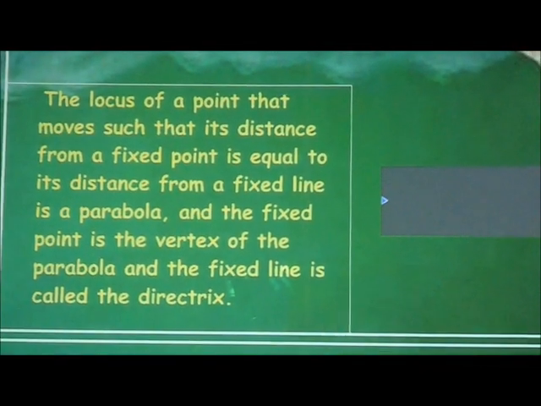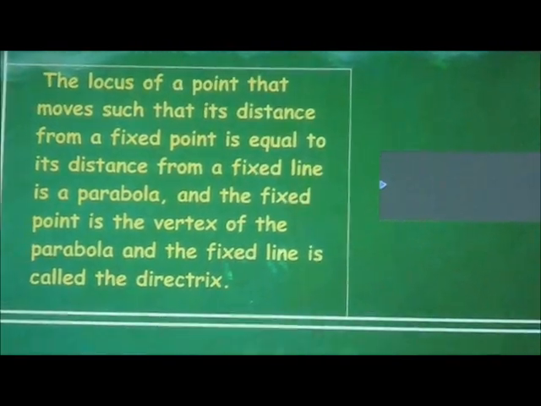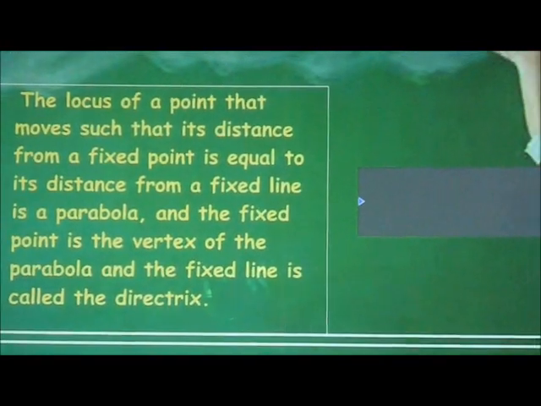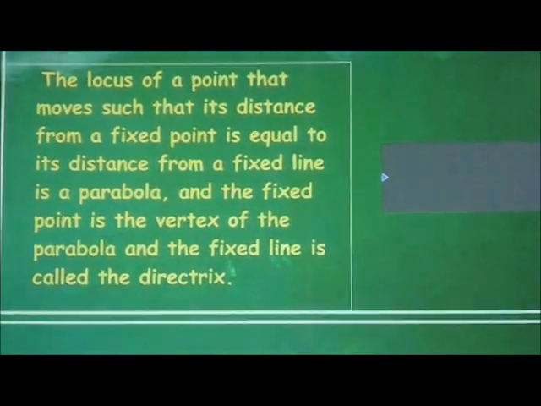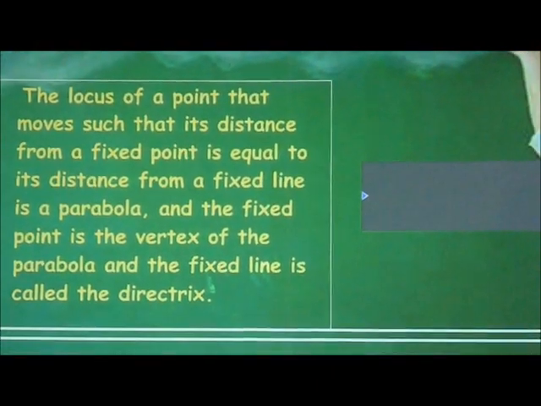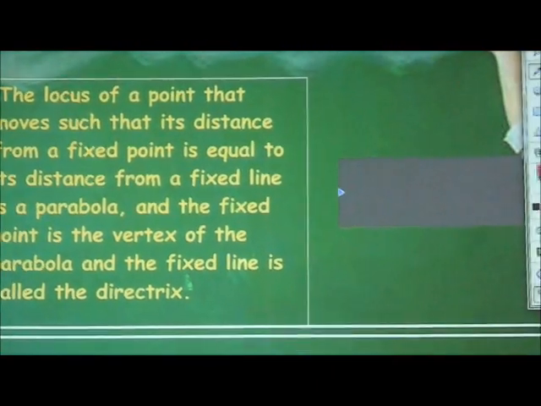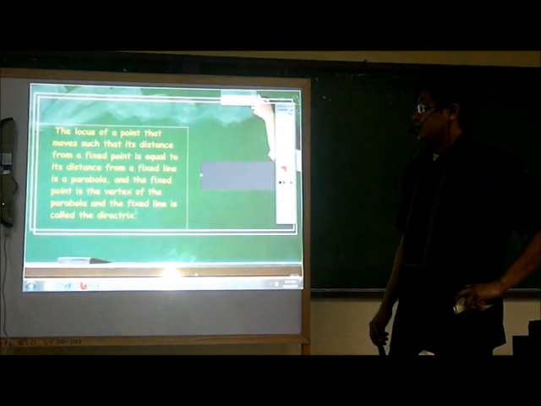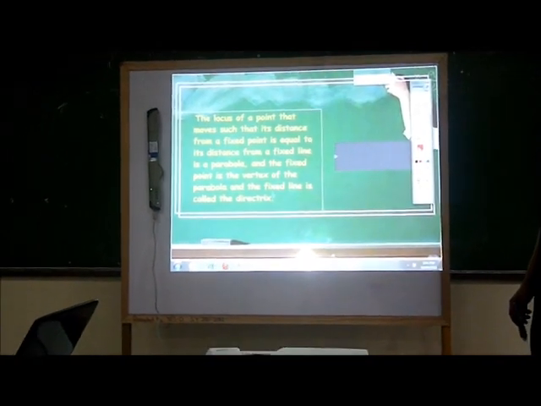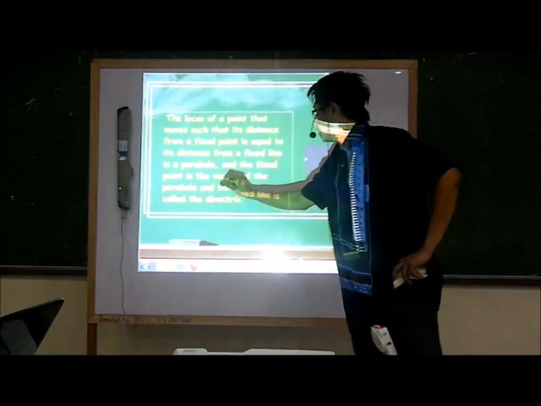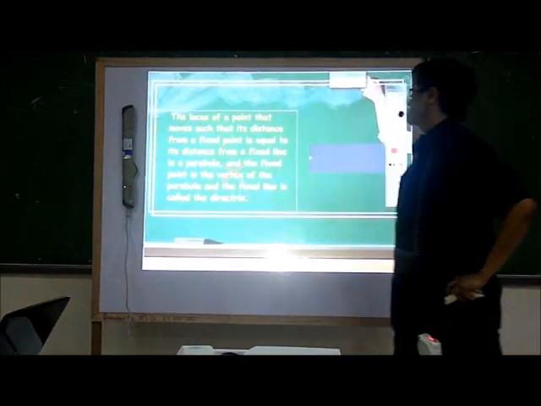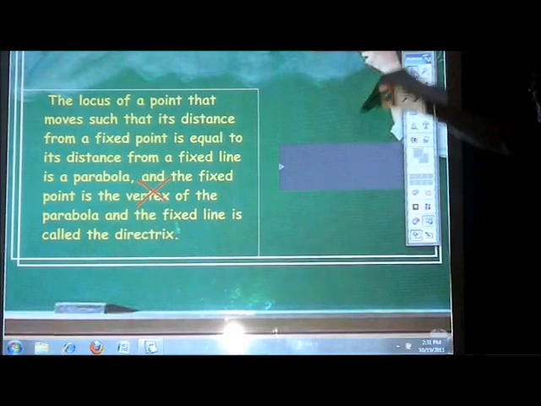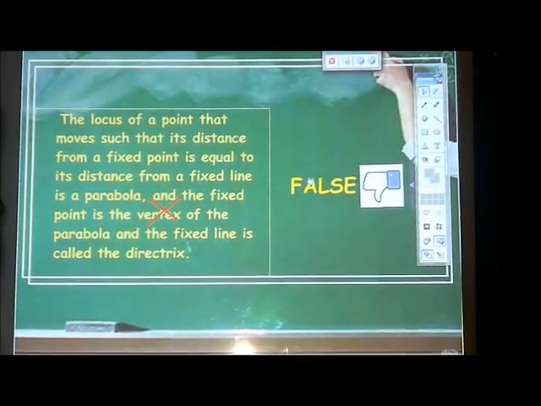Volunteer. Yes, Jason. The locus of a point that moves such that its distance from a fixed point is equal to its distance from a fixed line is a parabola, and the fixed point is the vertex of the parabola and the fixed line is called the directrix. Why is this false? The fixed point should be the focus, not the vertex. So that's why this is false.